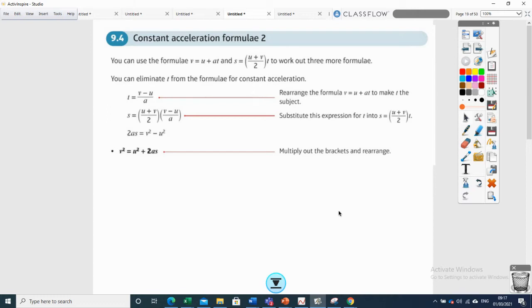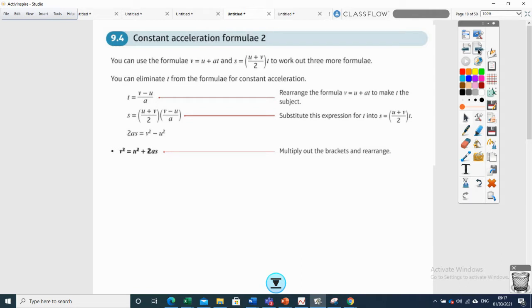To this video for 9.4 constant acceleration formula 2. These are the examples for 9D. So what we're going to do here is first of all derive the remaining three kinematics formulae or SUVAT equations, and then we're going to use them in applied problems.